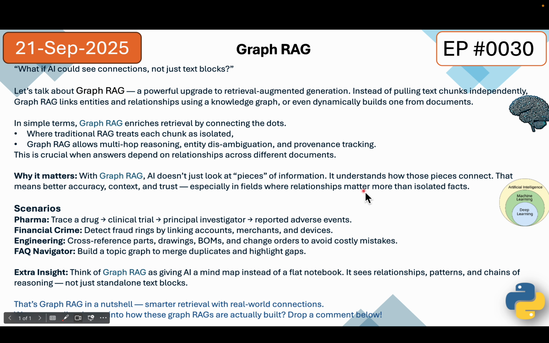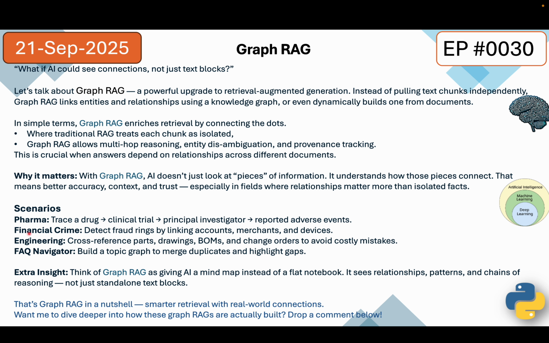So, some practical scenarios of GraphRag. A practical scenario of GraphRag in pharma: trace a drug, and next the clinical trial, then the principal investigator, finally the reported adverse events.